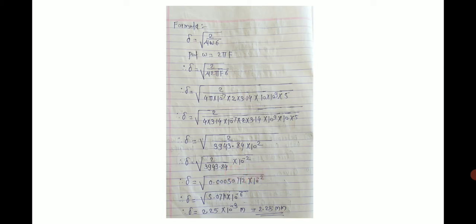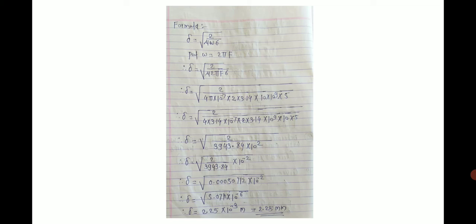But this term is 0.0040, that's why multiply by this 5.071 last term 10 to the power minus 2, and add 10 to the power minus 4, so minus 2 minus 4 will be minus 6. Let's see this minus 6 and the square root of this term, 10 to the power minus 6, remaining 10 to the power minus 3, and square root of 5.0712 is 2.25 into 10 to the power minus 3 meter, and we write it as minus 3, that means 2.25 millimeter.